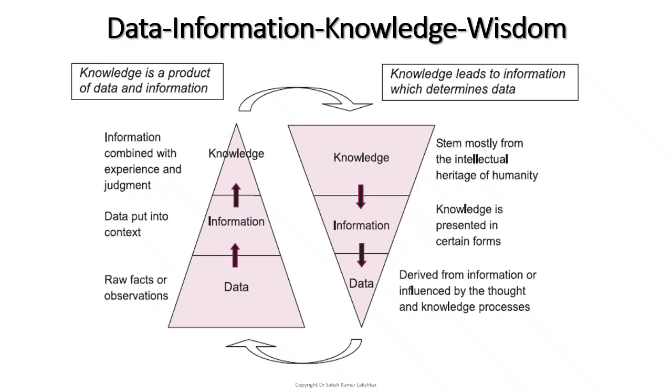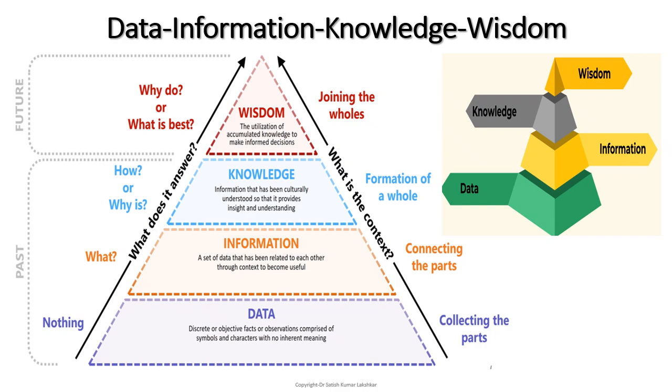Knowledge leads to information, which determines data. Similarly, knowledge is the product of data and information. When we talk about solving a real-life problem or a research problem, we need to collect the data, then convert it into information, then knowledge, and then wisdom. Now let's talk about the pyramid. We can see there is a pyramid with different hierarchies. Once we have raw data, it means we don't have anything meaningful available with us.